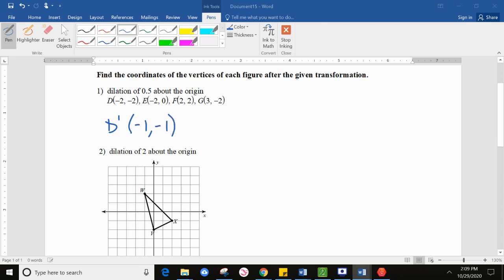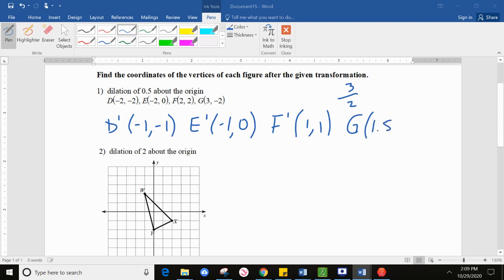So those will both be -1s. Our E prime, which was our image coordinates, let's see, -2 divided by 2 would be -1, and 0 will remain unchanged. And then F prime will be a +1, because both of those are positive. And then for G, the first one's going to be a little bit tricky, but if you take half of 3, that's 3 over 2. As a decimal, though, we want 1.5 because that's easier to graph. And then half of -2 is just -1.